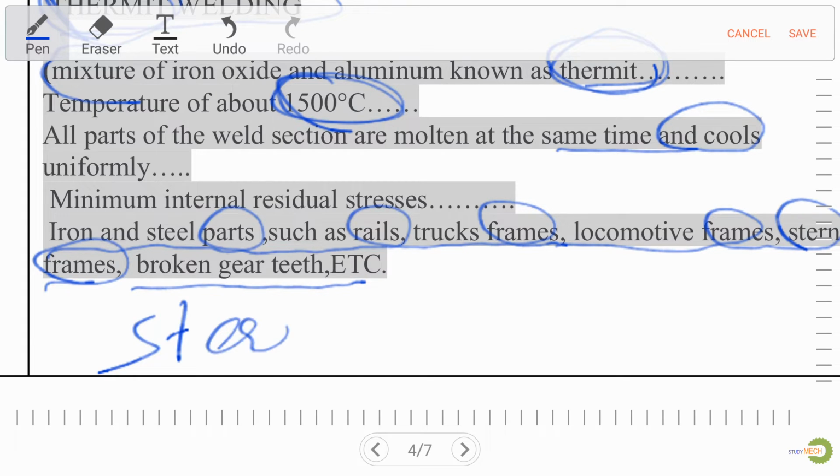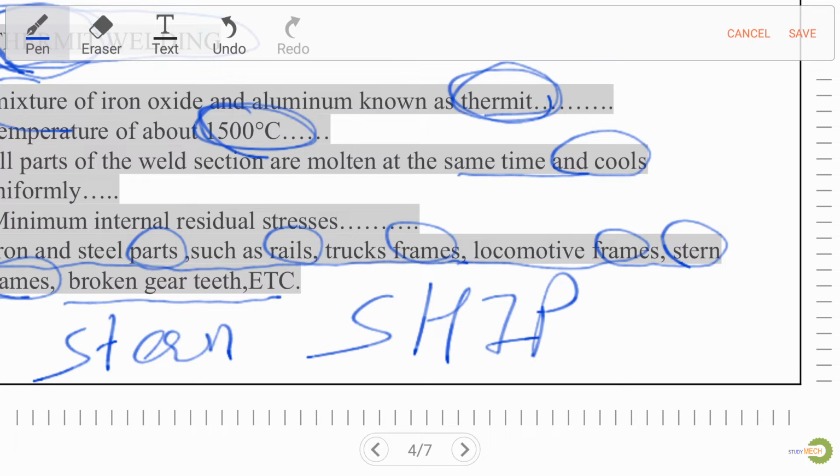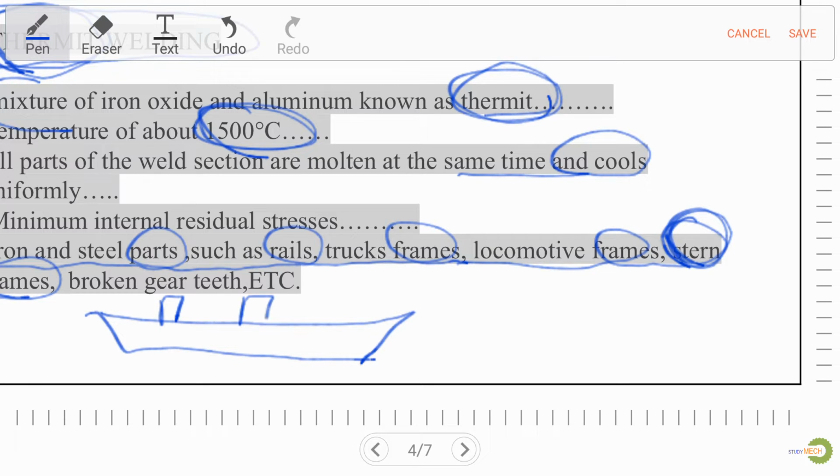Now what is stern? To understand stern, we have to go to the topic of ship. As we know, the front portion of the ship is known as bow and the rear portion is known as stern. Let me draw a small diagram of a ship. Just assume this is a ship. If we look from the left side, we can draw this figure. My drawing is not so good, but let me try. The front portion is known as bow, and we are looking from the back side, the rear portion, so this is known as stern.